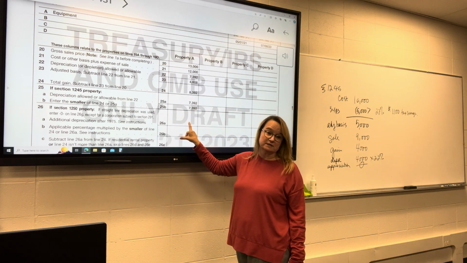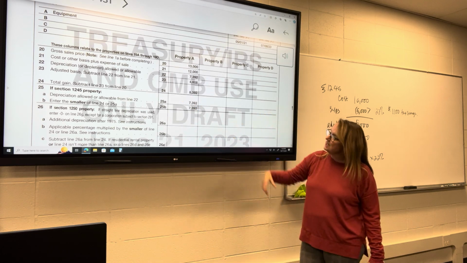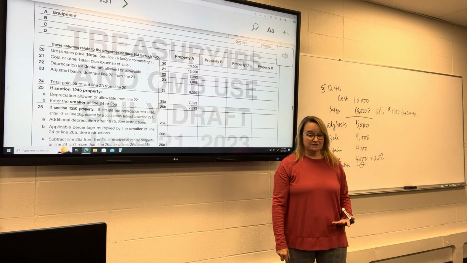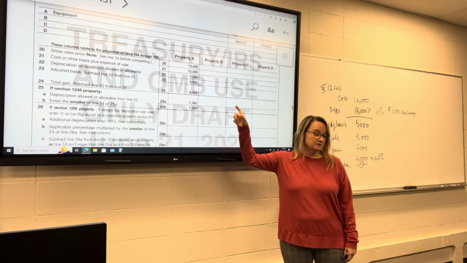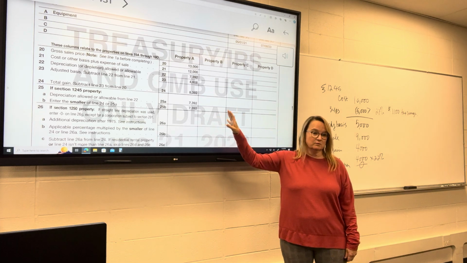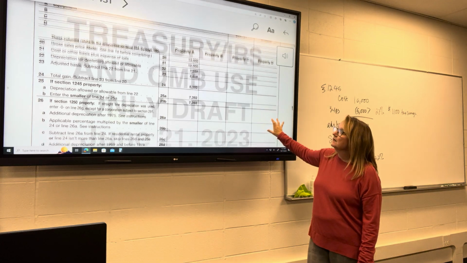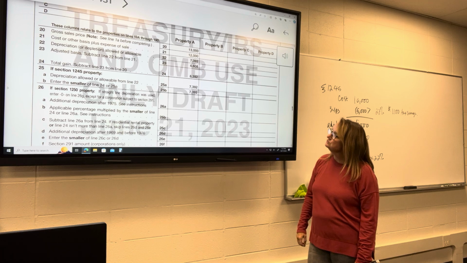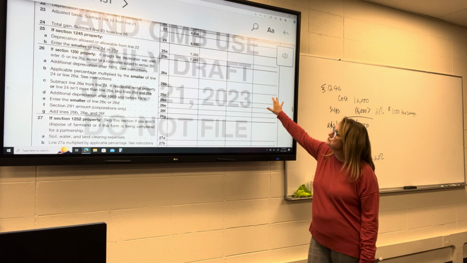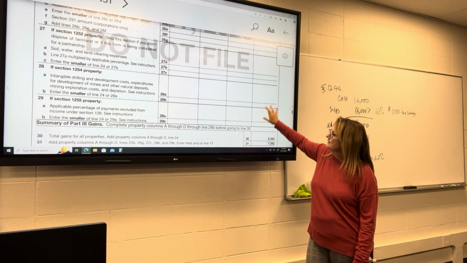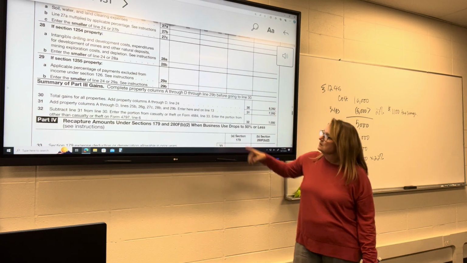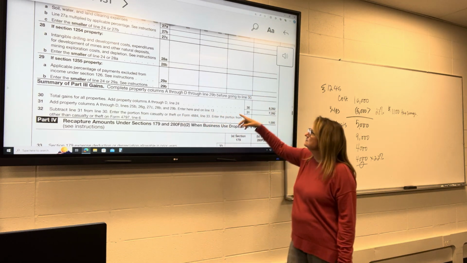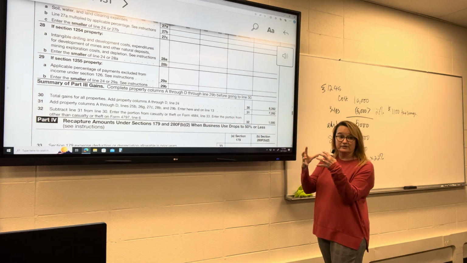25, you'd fill out lines 26. So depreciation allowed or allowable, again, even if you didn't take the depreciation, you're still going to get dinged when you sell this. So you might as well take it. Depreciation allowed or allowable, $73.92. Enter the smaller of those two. The rest of it goes down here. So, summary of the part 3 gains. Total gains for all properties. If you had multiple properties, it would all be there. So this is where the netting happens.